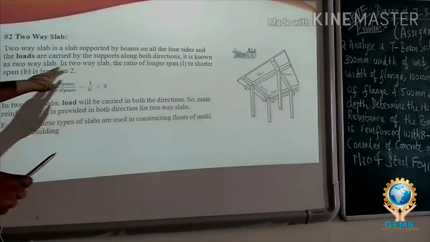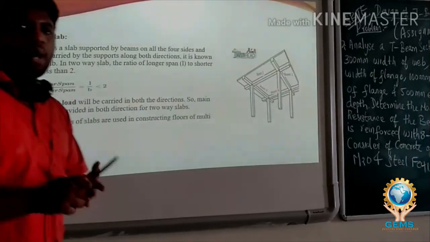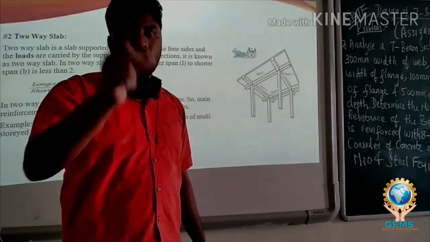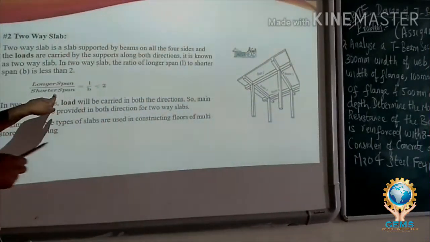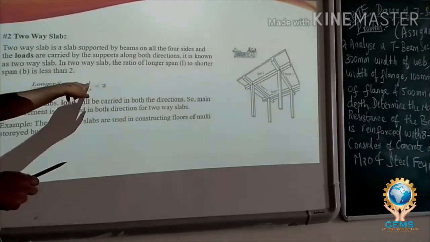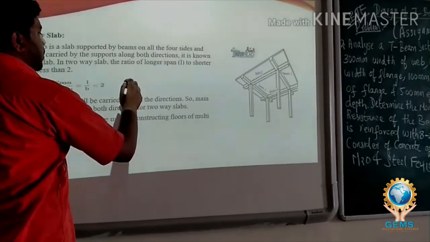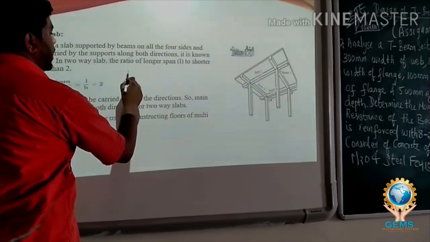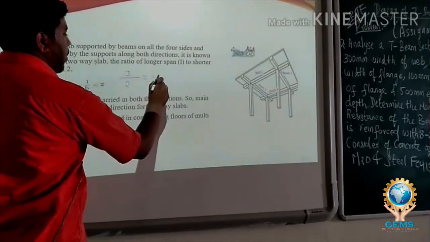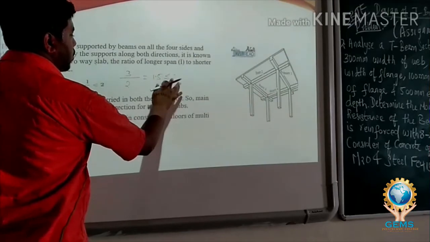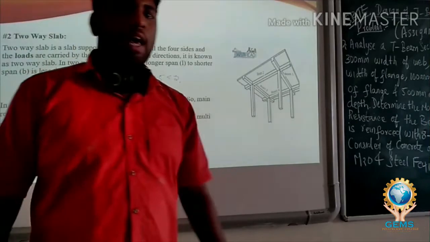In a two-way slab, the ratio of longer span to shorter span is less than 2. In a one-way slab, the ratio Lx by Ly is greater than or equal to 2. In a two-way slab, it is less than 2. For example, if the longer span is 3 and the shorter span is 2, the answer is 1.5, so it is less than 2. So it is considered as a two-way slab.